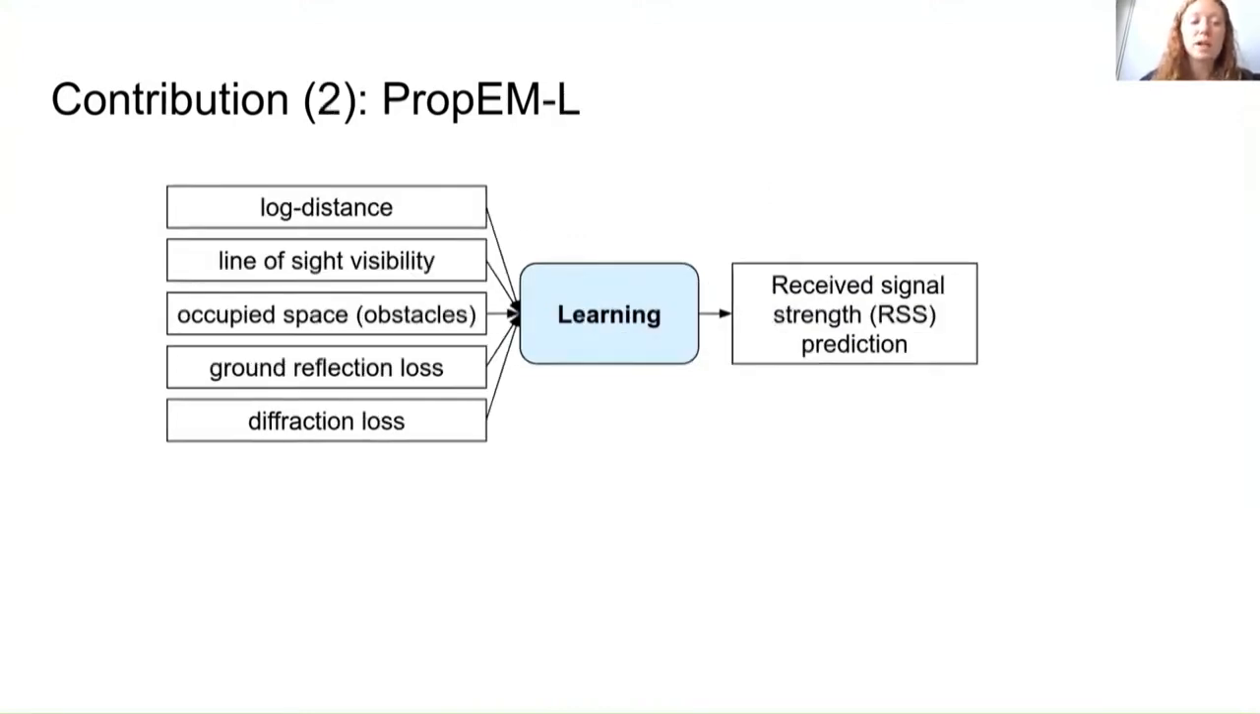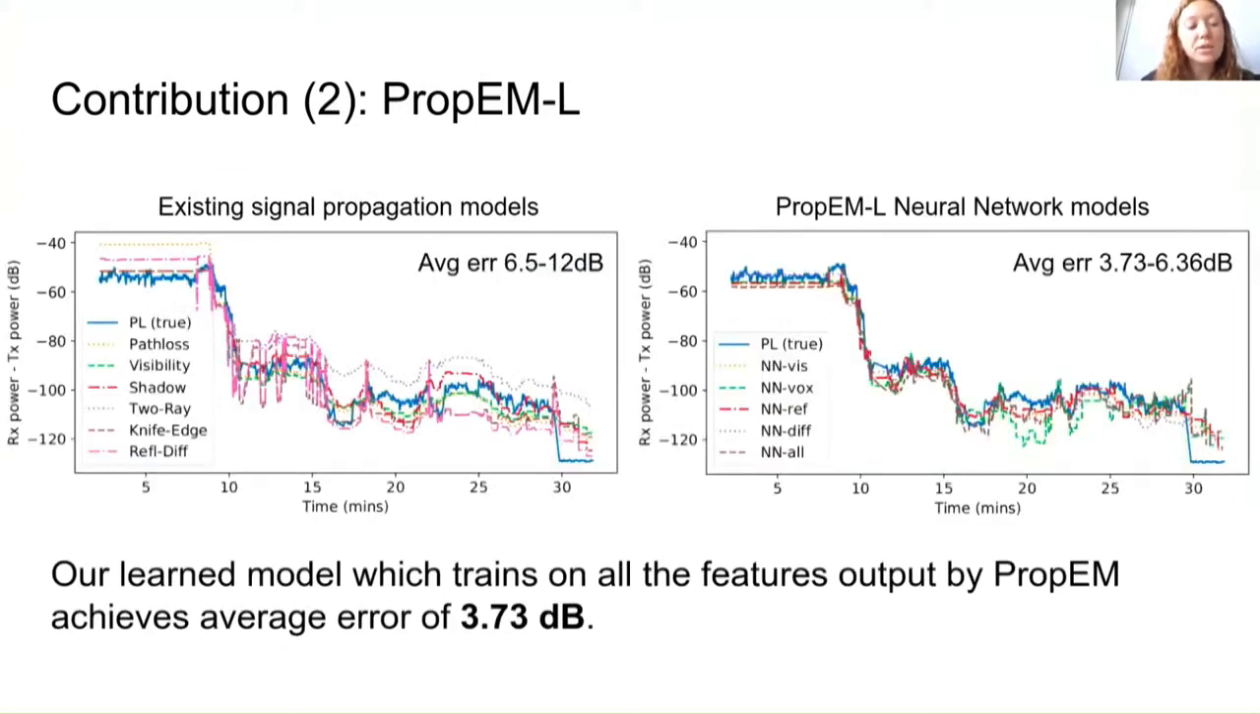The second contribution of this work is a thorough comparison of learned models, which use these features to accurately predict received signal strength. On the left, we show a snapshot of the performance of conventional models of signal propagation from the literature. True measurements are shown in blue. Overall, these achieve average errors between 6.5 and 12 dB.